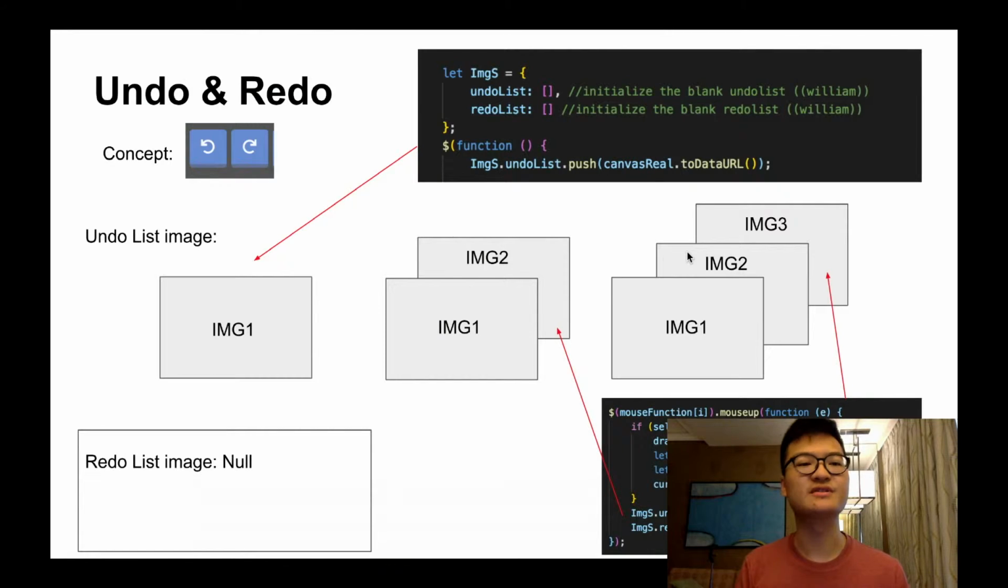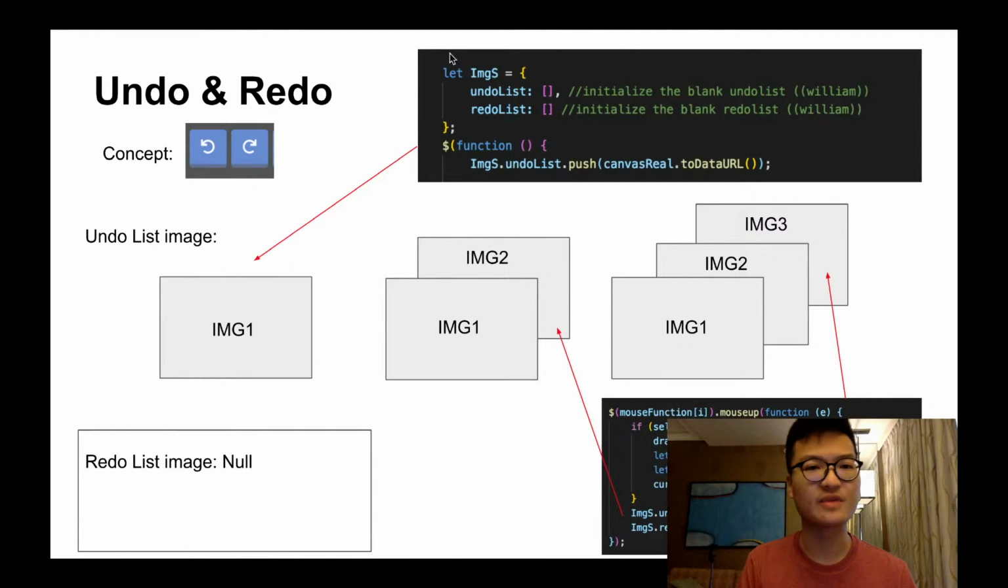Okay, first of all, let me introduce the undo and redo function. When we click these two buttons, it performs undo and redo, and the concept behind it is very simple. Basically, we are just interchanging images. If we want to show the previous image, we press undo. If we want to show the current image again, we press redo.